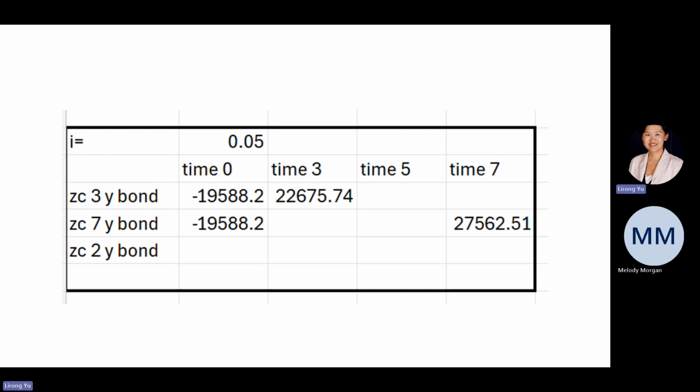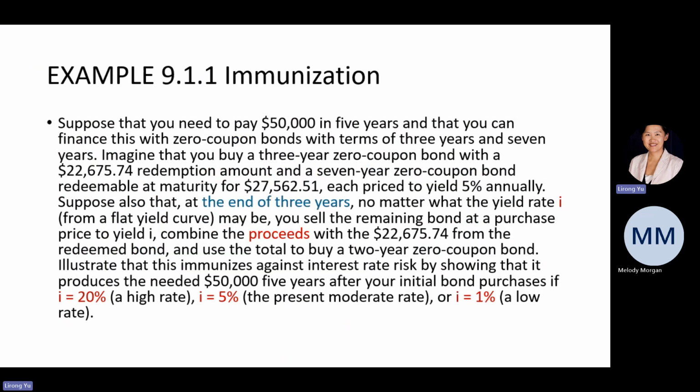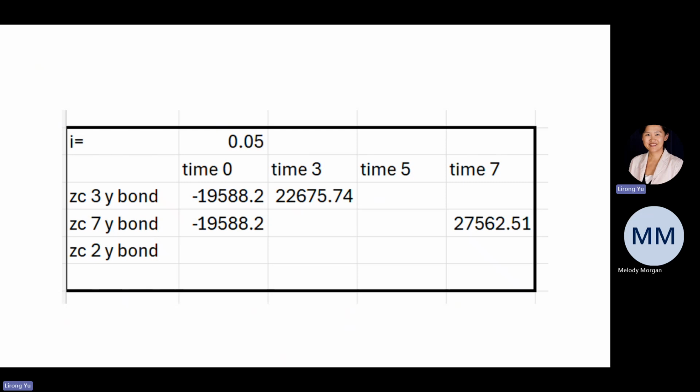Okay, so let's look at what happens now. In the original question, we were buying a face value of 22,675 for the 3-year zero coupon bond and 27,562.51 for the 7-year zero coupon bond. Their total present values are actually equal. We divide by 1.05 to the power 3 and 1.05 to the power 7 for these two, which ends up giving this. So you will have to pay money to buy the 3-year zero coupon bond and the 7-year zero coupon bond. This is what we're facing.